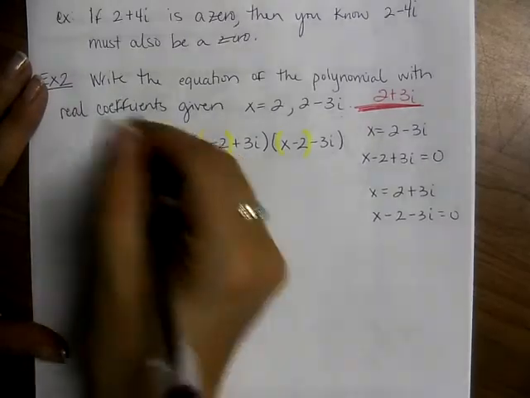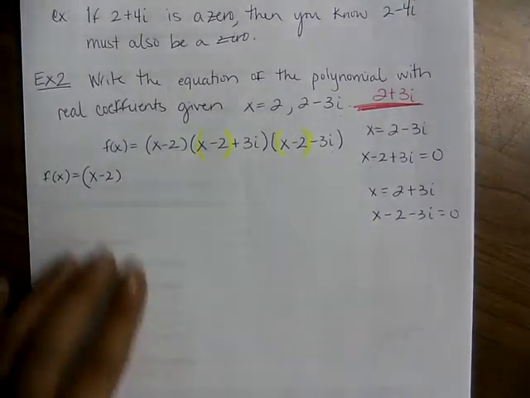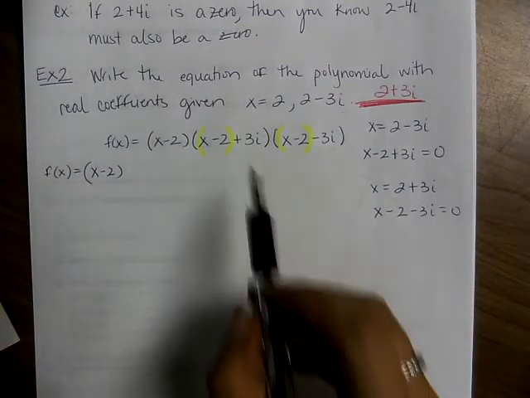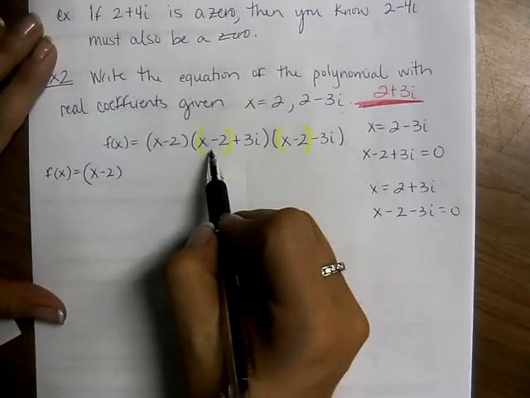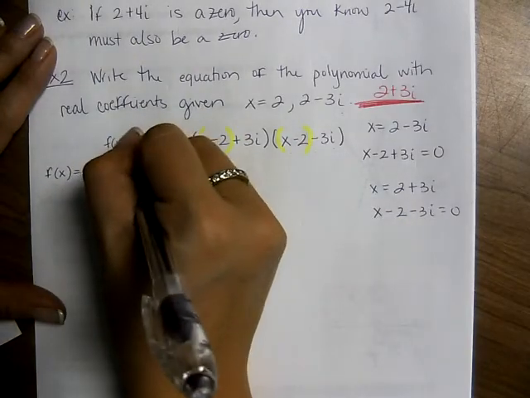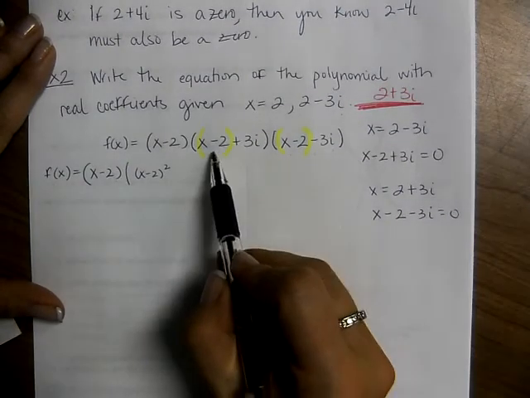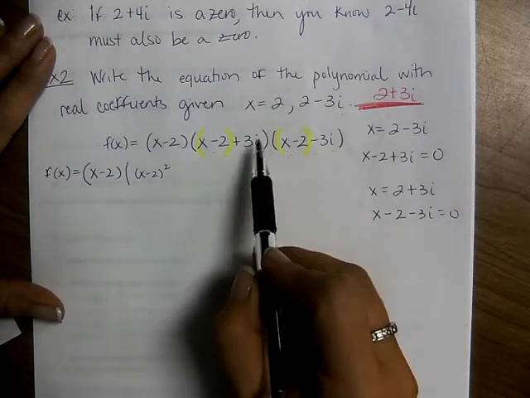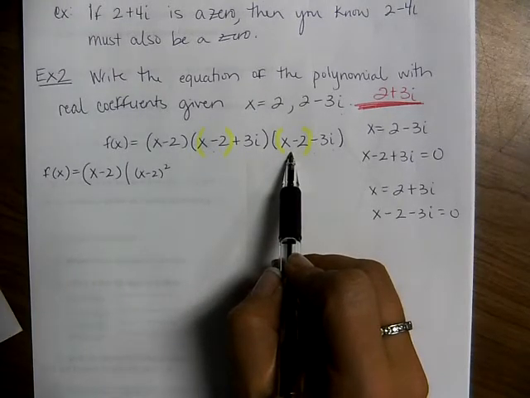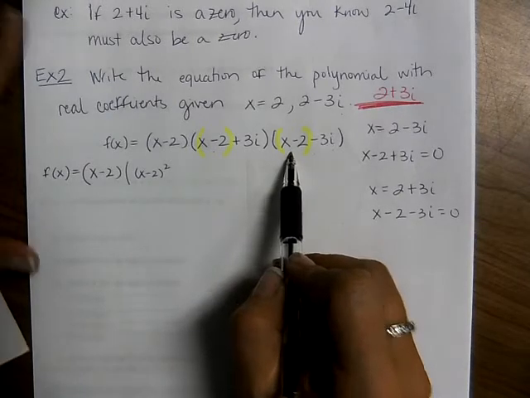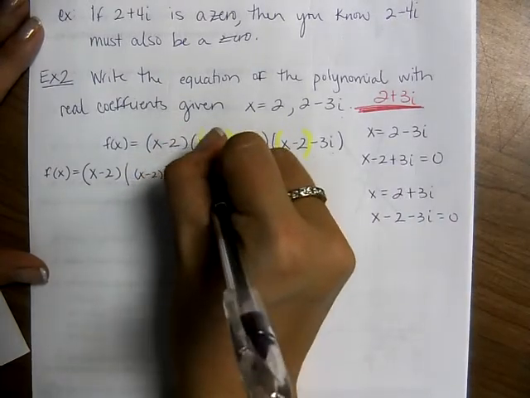The first thing I'm going to do is ignore this x minus 2. So I'm going to have f of x equals x minus 2, and I'm going to save that for later. I have to distribute that later. It's easier to distribute these two first because I can group them like this. So when I do x minus 2 times x minus 2, I get x minus 2 squared. Now, I'm going to have x minus 2 times a negative 3i, and then I'm going to have a positive 3i times x minus 2. So I have a positive and a negative factor that are the same. They cancel. I'm left with positive 3i times negative 3i, giving me a minus 9i squared.